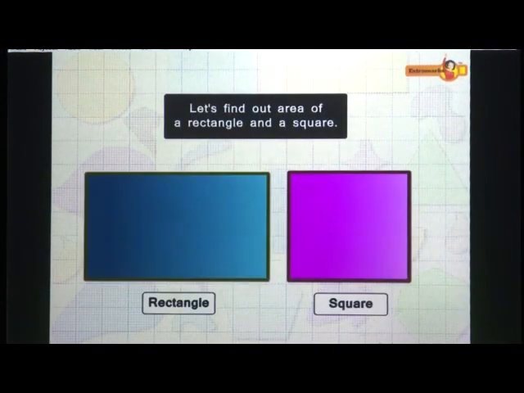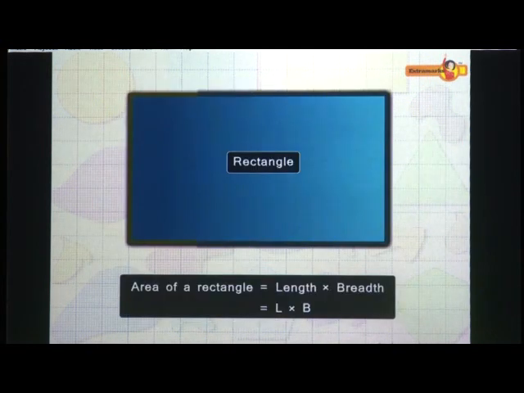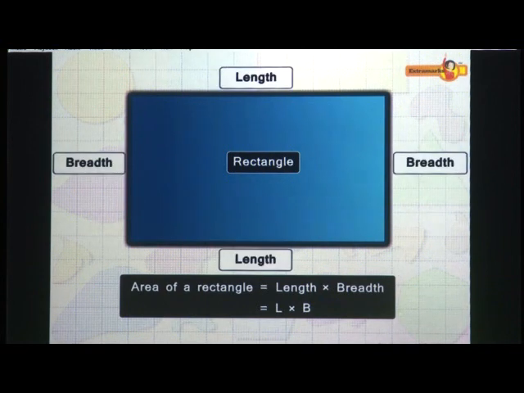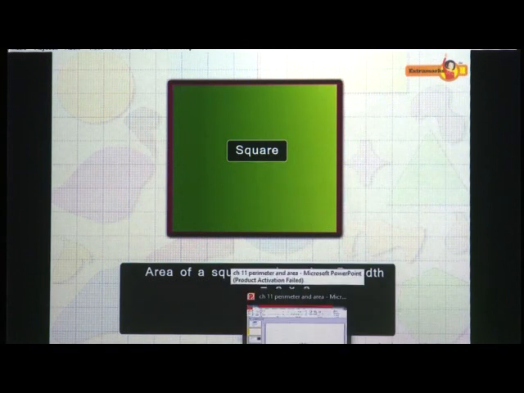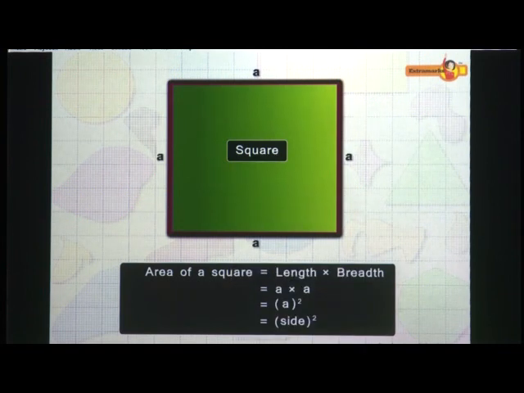Let's see how to find the area of a rectangle and a square. We can calculate the area of a rectangle by multiplying length by breadth. Next is the square. The area of a square is equal to the product of its length and breadth. Since the length and breadth of a square are equal, its area is equal to the square of the length of a side.